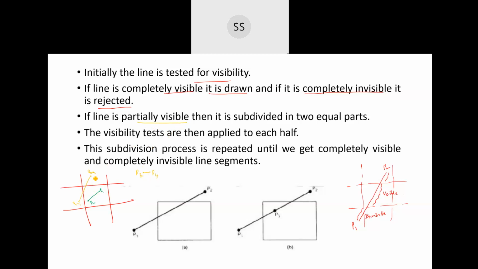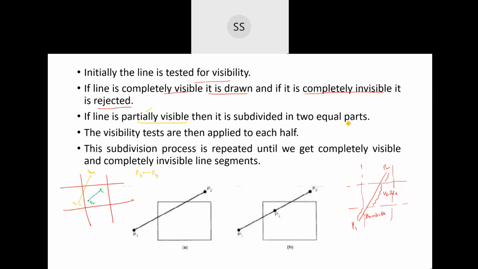Okay, so if you have a line segment which has got endpoints which are outside the window area, you can say that the line segment which joins these endpoints is considered to be partially visible.